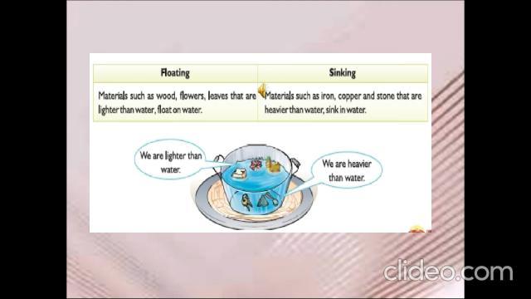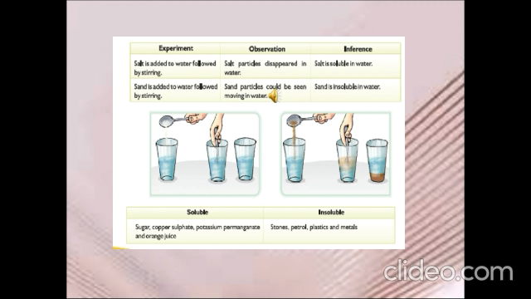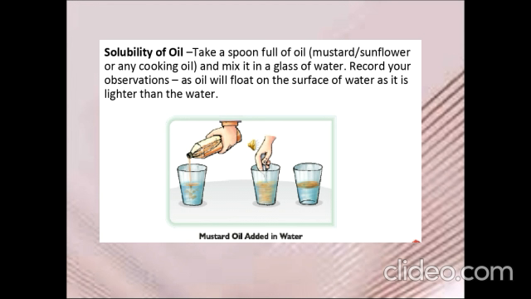Right? And also floating objects and sinking objects. In water, some objects may float and some objects may sink. Lighter objects may float and heavier objects may sink. Right? And solubility. If you put some salt in the water, it starts to dissolve easily. But if you put some sand in the water, it won't dissolve. It is an insoluble material. Based on this, we can distinguish the different materials, right? And also solubility of oil. If you pour some oil in the water, it won't dissolve easily. It starts to float on the surface of the water. This determines that it is an oil material, right?